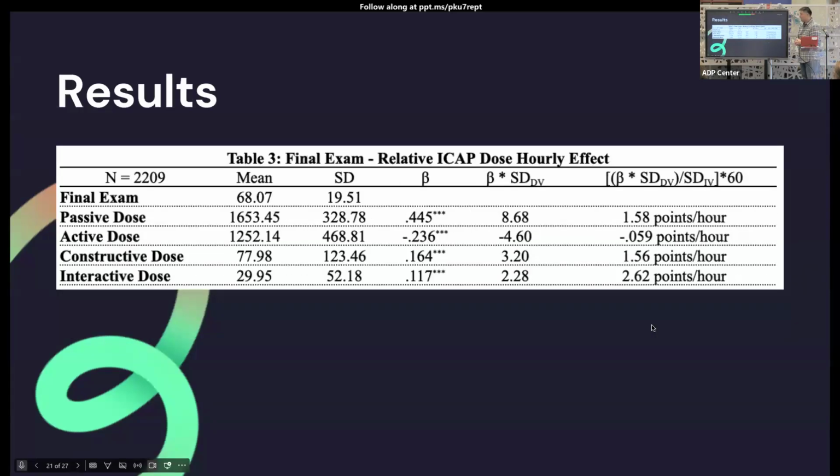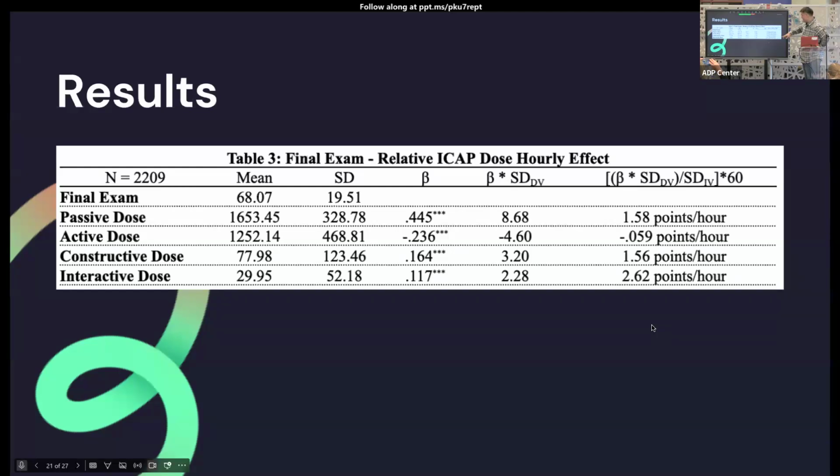So then what I did was I did some mathematical calculations with the beta values to make it relative. So I made it points per hour. So per hour of this dose, you can expect this many points increase. So for example, this is for final exam. So passive dose, students improved about 1.58 points per hour of passive dose, AKA lectures. There were lectures here. Students lost points if they were active dose, and you know, these were like labs.